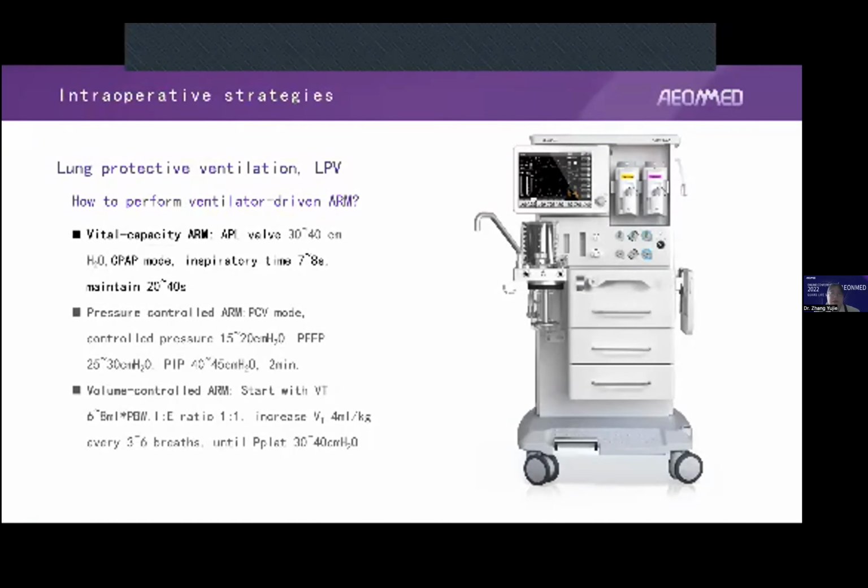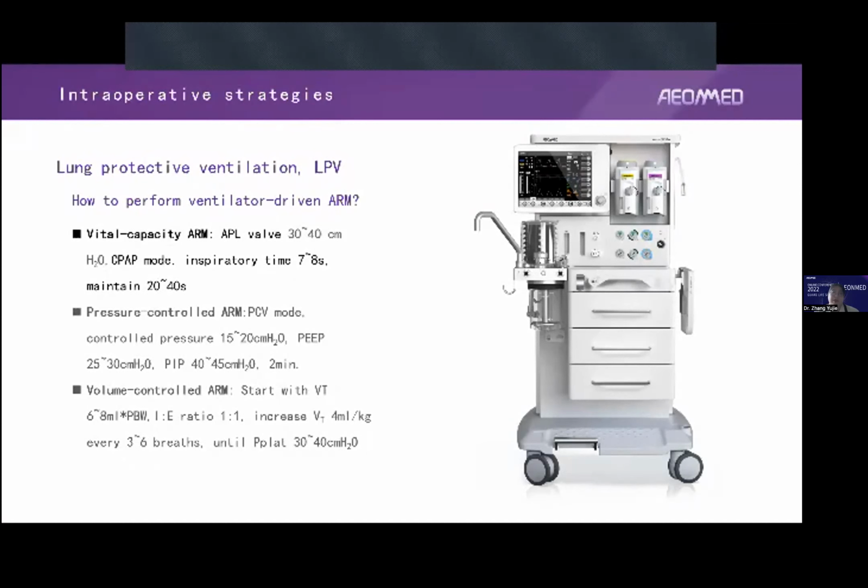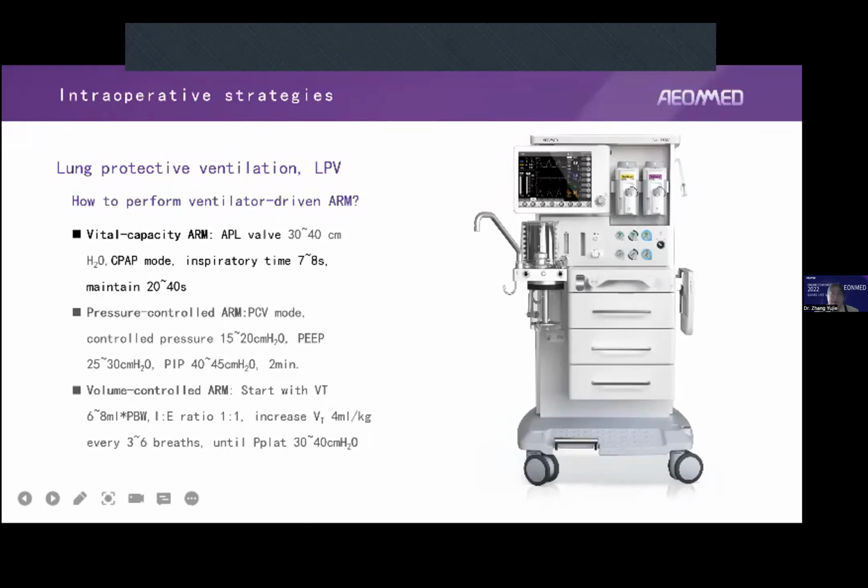For the vital capacity ARM, its mechanism is the same as the manual ARM. We first set the APL value to 30 to 40 centimeters water column and choose the CPAP mode. Then set the inspiratory time for 7 to 8 seconds and maintain it for 20 to 40 seconds.